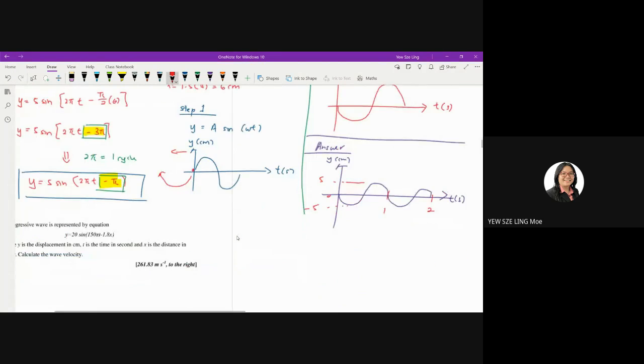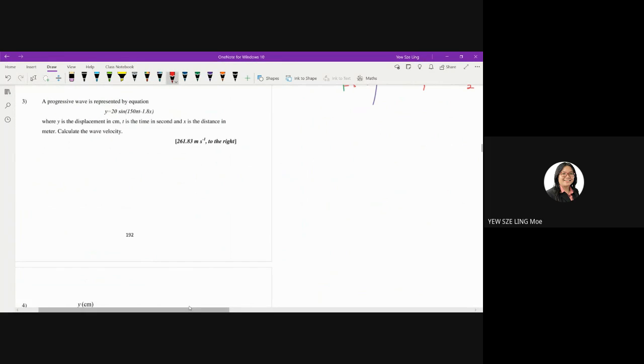Okay. So let's look at the last questions in your exercise 1, I think. Is this the last questions? Oh no, one more. Okay, now let's look at question number 3. A progressive wave is represented by the equation y equals 20 sin(150 pi t minus 1.8x), where y is the displacement in cm, t is the time in seconds, and x is the distance in meter.